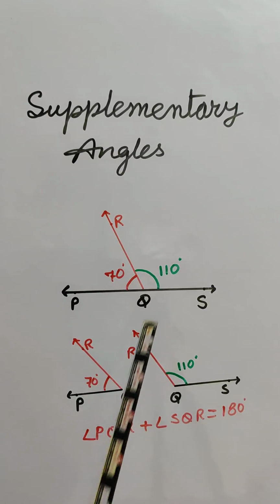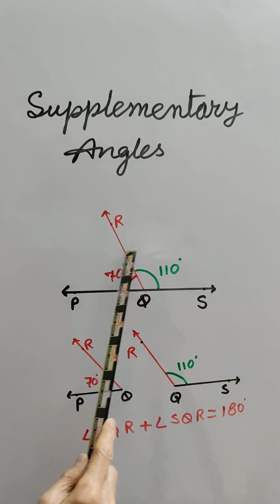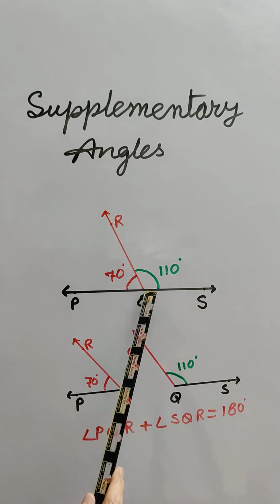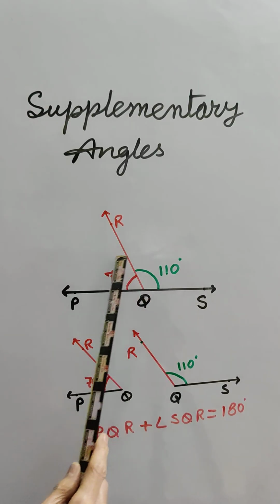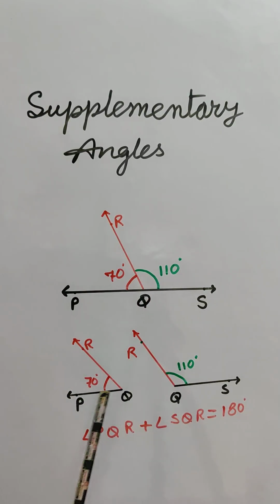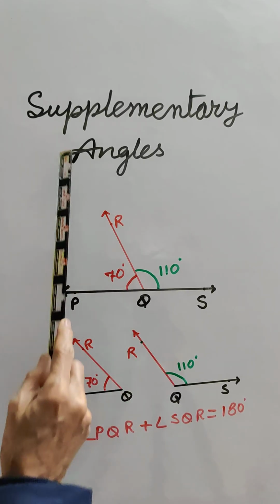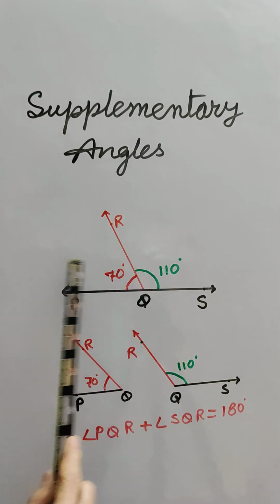linear pair. These can be called a linear pair only. The angles formed on a line segment are called a linear pair if their sum is 180 degrees. These angles cannot be called a linear pair, but they can be called supplementary angles, these two also.